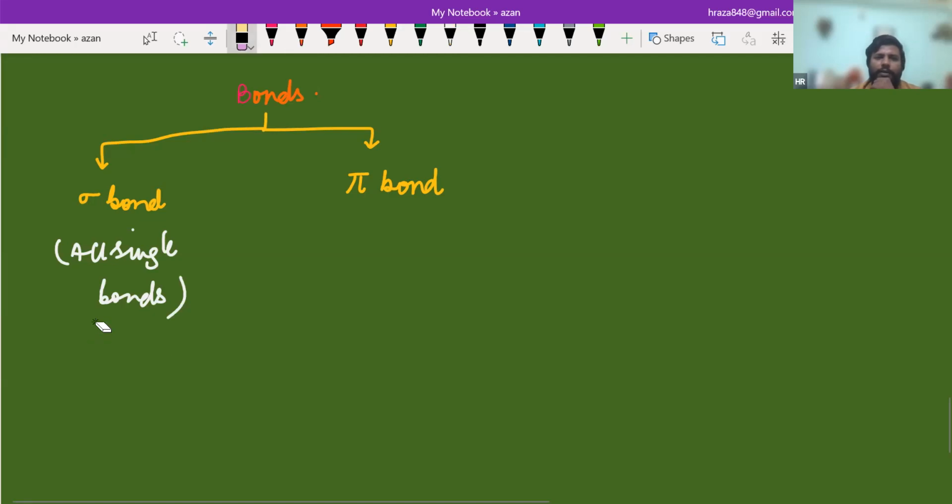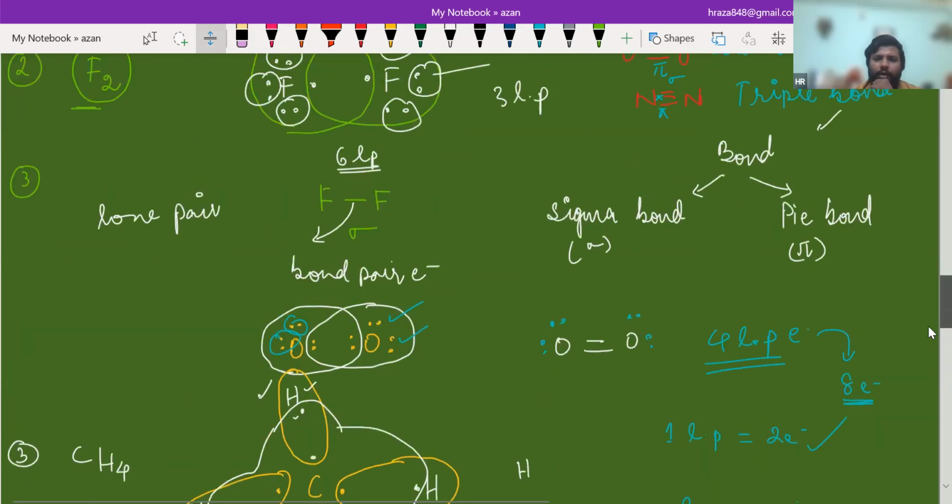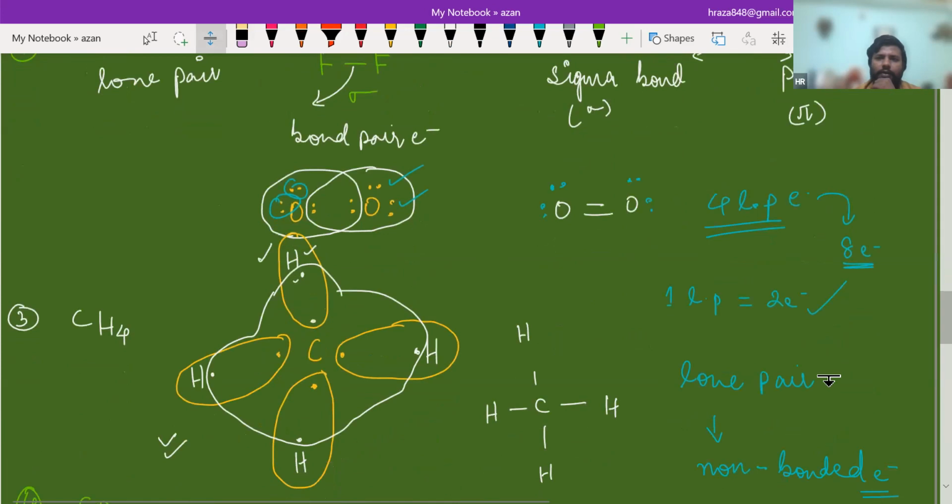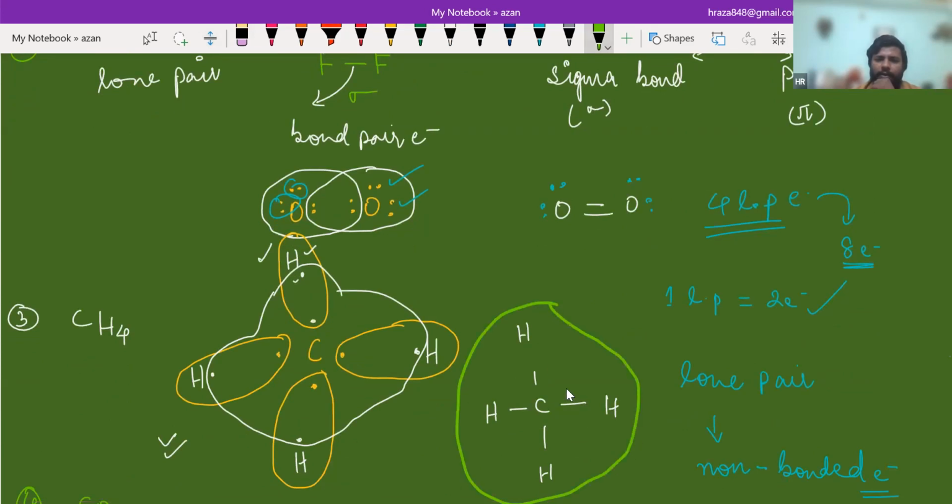Like if you have studied this structure or draw this structure, then these are all single bonds. That means this is sigma, this is sigma, this is sigma, this is sigma, and this is also sigma. This is called a double bond, in which one will be sigma, another will be pi. Are you getting my point? One will be sigma and another will be pi.